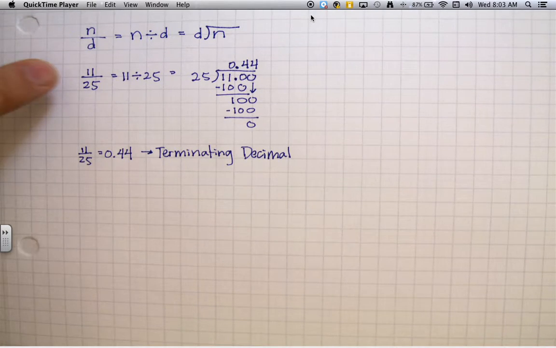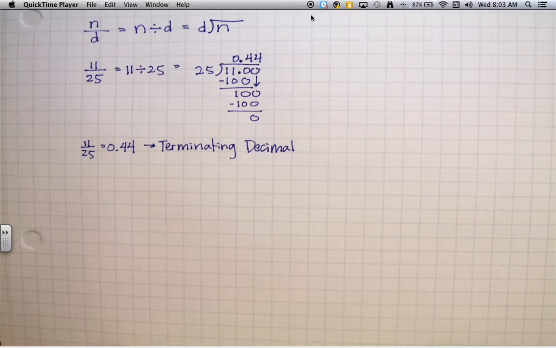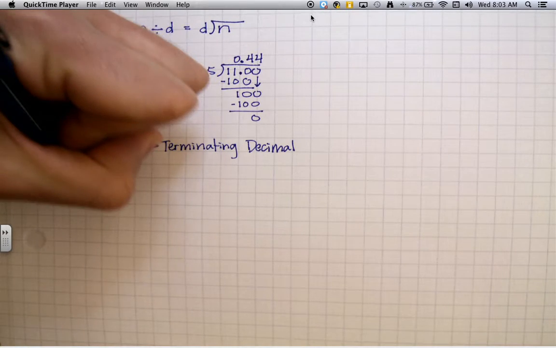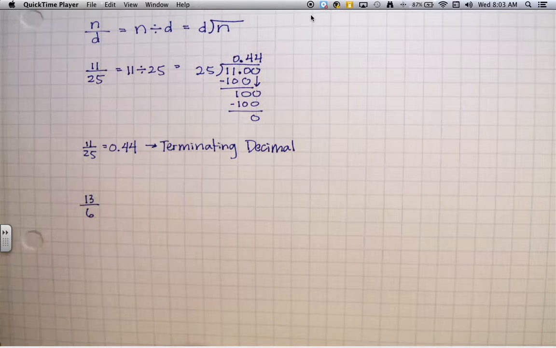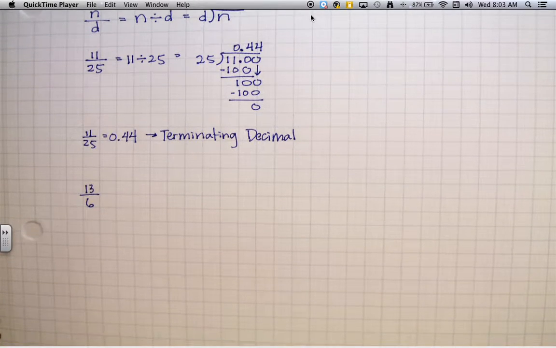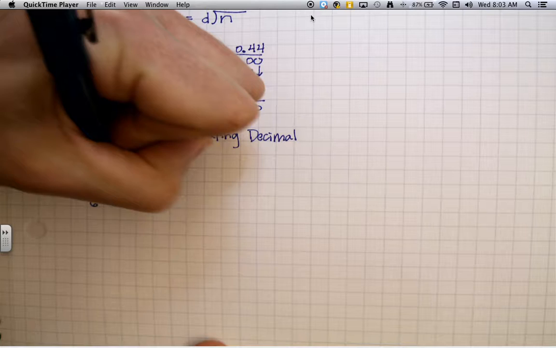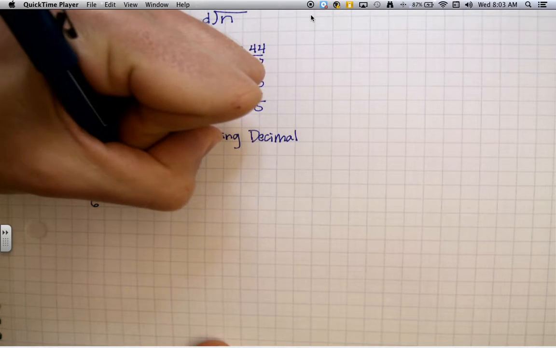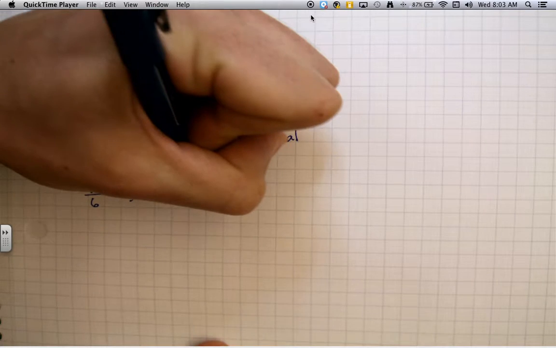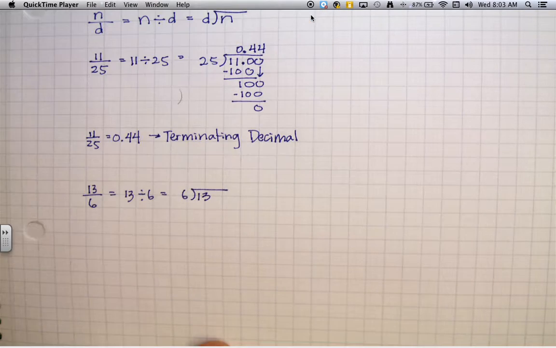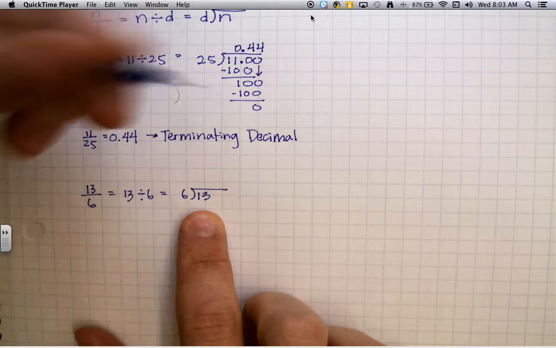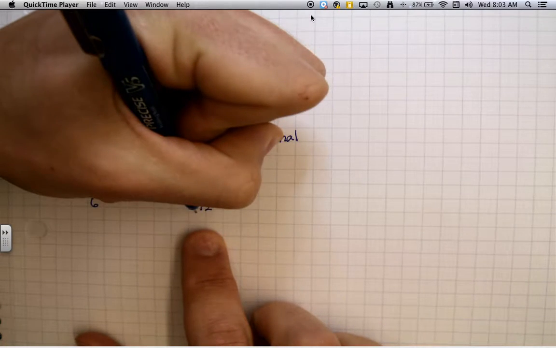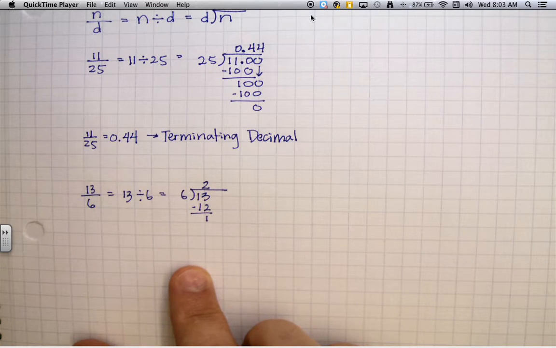And instead of doing a proper fraction, I'm going to grab an improper fraction. So let's look at 13/6. I happen to know that this will not be a terminating decimal just from prior experience, and you'll see why in a moment. So this means 13 divided by 6, which is the same as asking how many 6s can I fit into 13. Well, in this case, I know that I can fit some. I can fit 2 groups of 6 into 13 with a remainder of 1. Because 2 groups of 6 is 12.